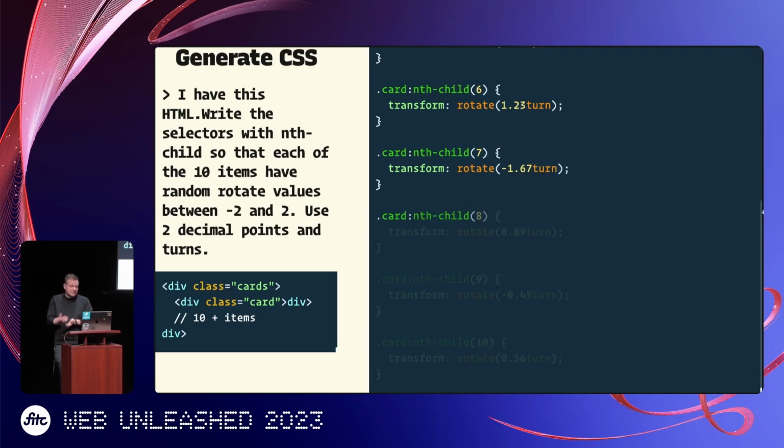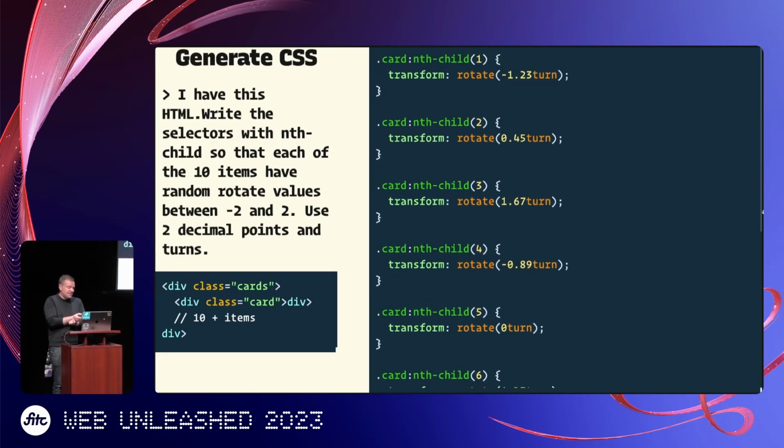Generate CSS. I have this HTML, which is 10 different cards. Write nth-child to rotate them between negative 2 and 2. Boom.